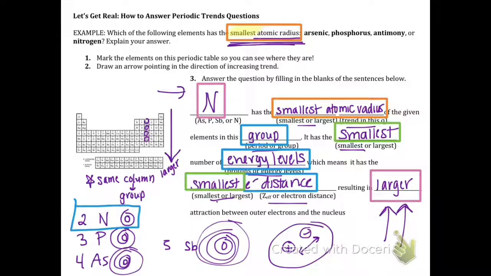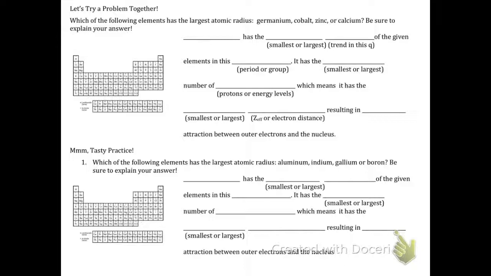Okay, now that we've done one, let's do one more example together, and then you will do two on your own. Okay, it says, which of the following elements has the largest atomic radius? Germanium, cobalt, zinc, or calcium?